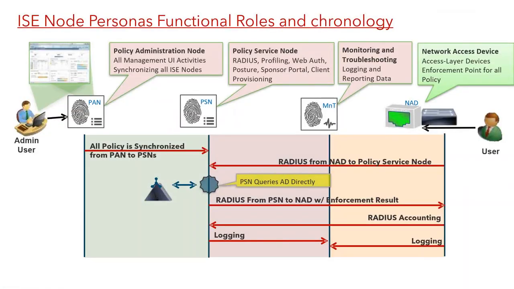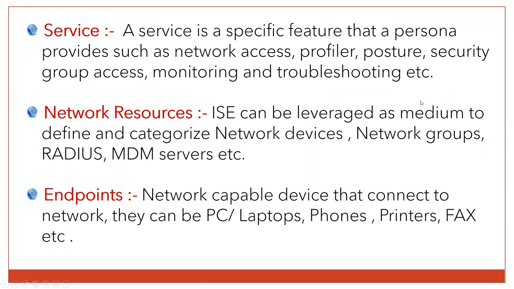Okay, so overall, we have the nice dashboard. And let's quickly discuss what we studied in the previous section, that we have personas like PAN. PAN is there to do the administration. You can create the policies and then push them to the PSN. The PSN is where you create the policies related to RADIUS, TACACS, profiling, authentication, posture, sponsor portal, guest portal, etc. MNT is monitoring, troubleshooting, and network access. Then we have pxGrid, which is not shown in this diagram, to take the contextual data, and then you have the authenticator, that is the NAD.